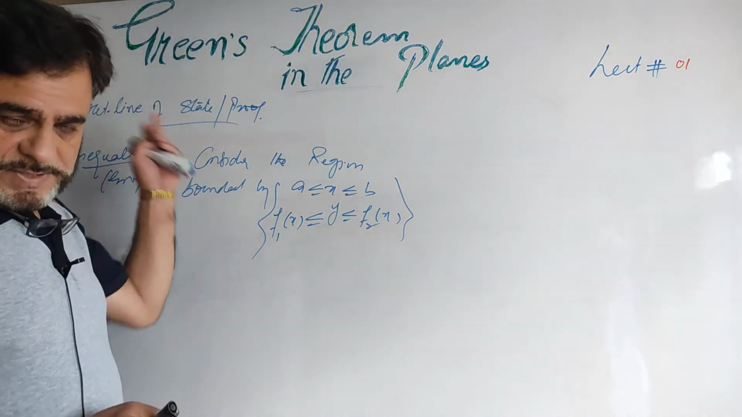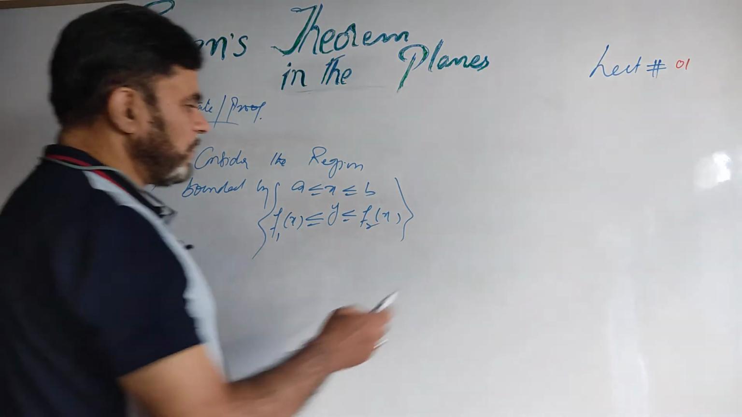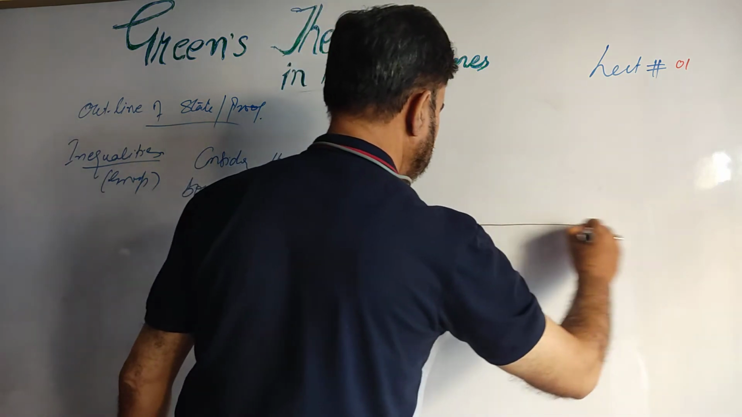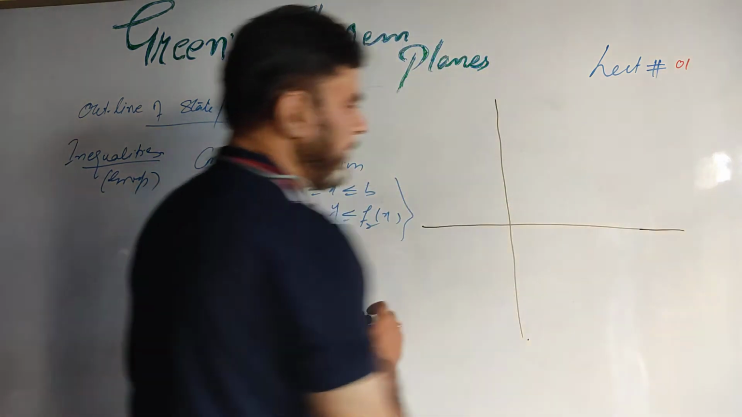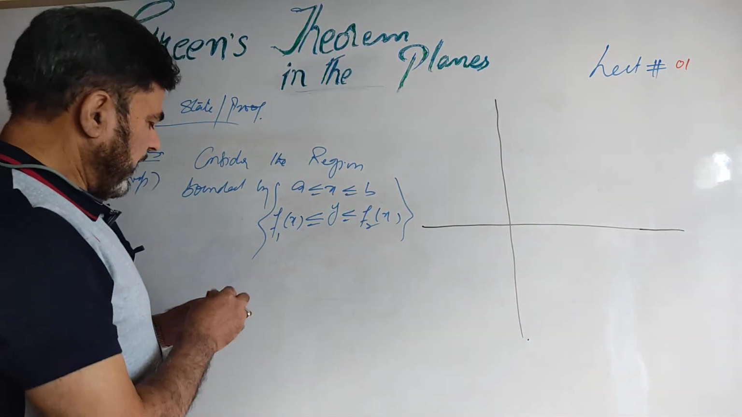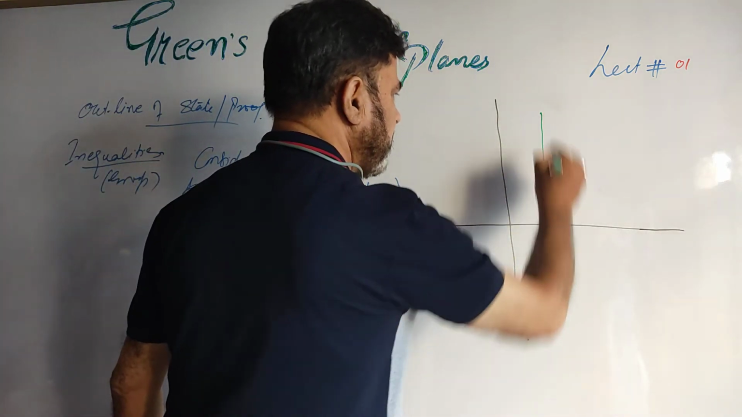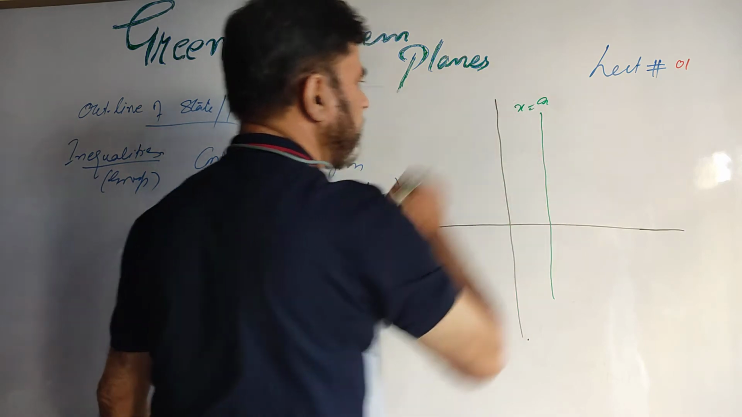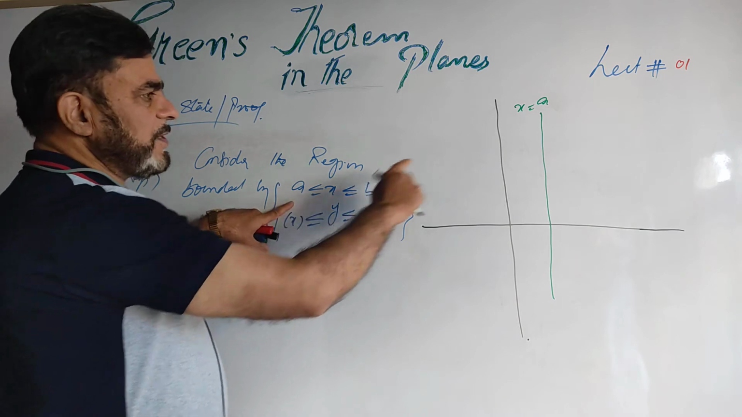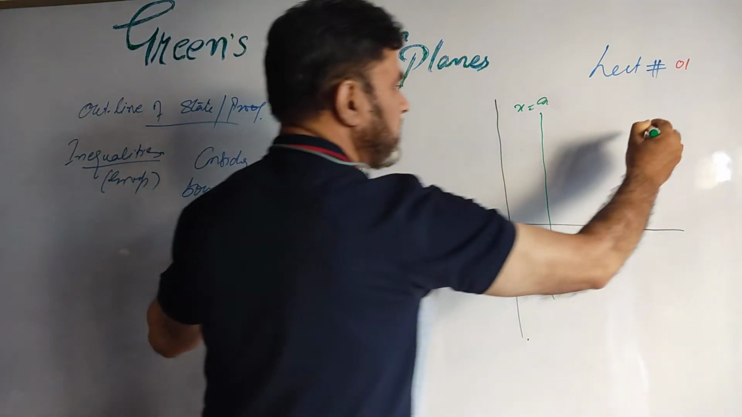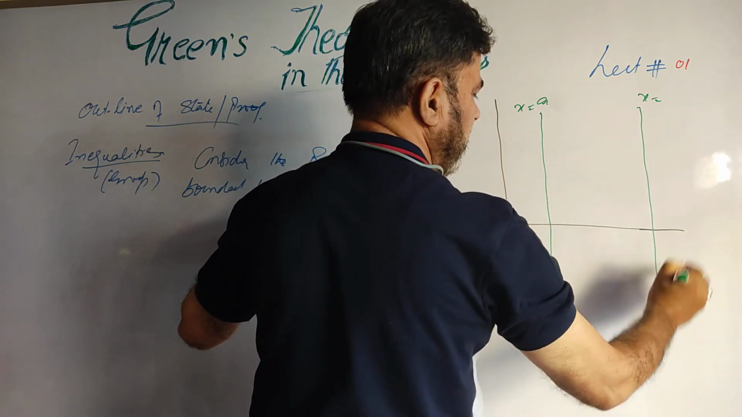Simply connected region. I have given you what we mean by simply connected region. Suppose this is the region. You want to draw its graph. How will you go? You see, just look. This is your xy plane. This is x equal to a, and this is x equal to b. This line is x equal to b.